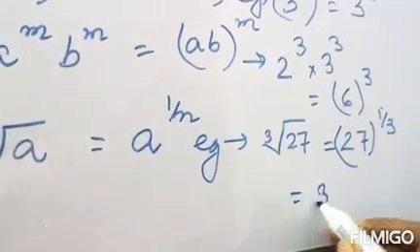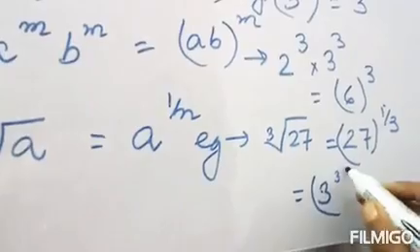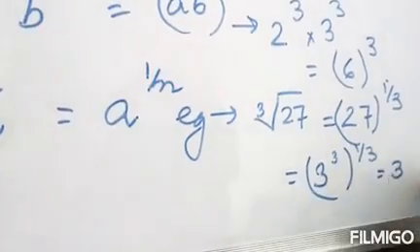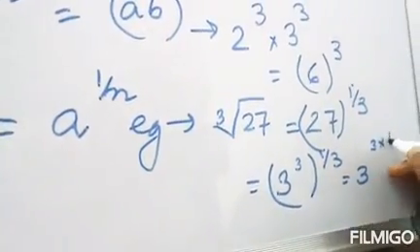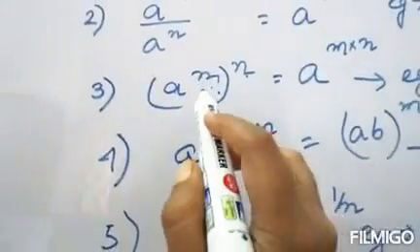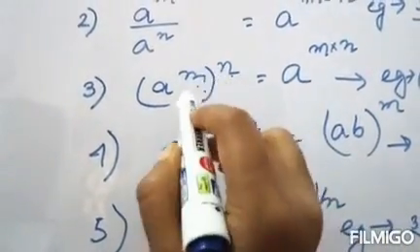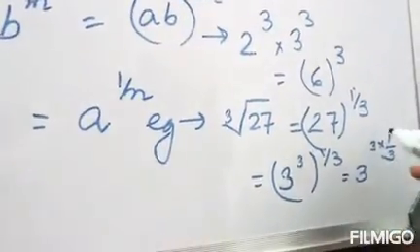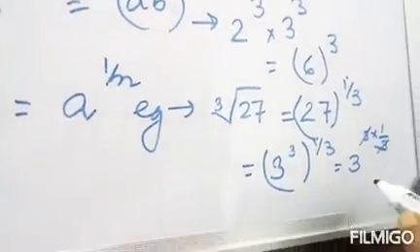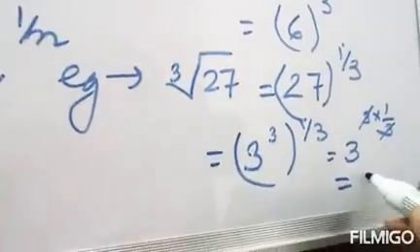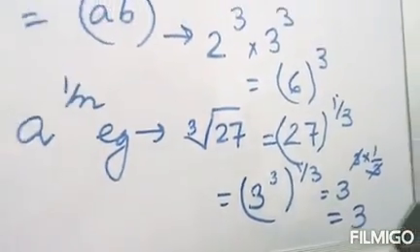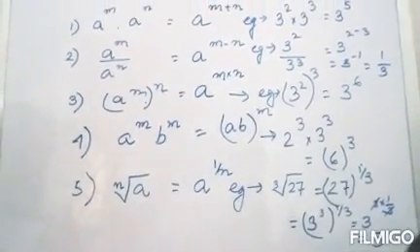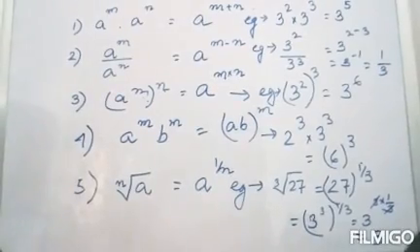So we can directly write 3 cube to the power 1 by 3. Which means 3 into 1 by 3. If the whole thing is in a power, we just multiply. Now when we are multiplying, we can just cancel it off and we may write it as 3. Understood? So this is for the laws of exponent for real numbers.